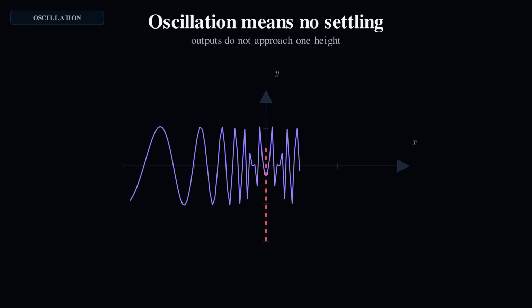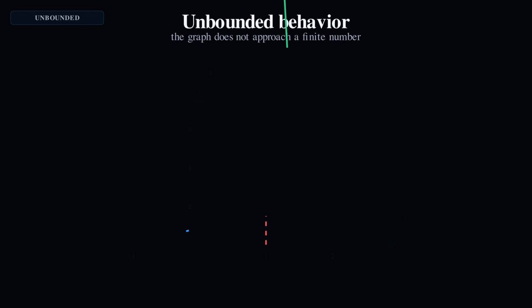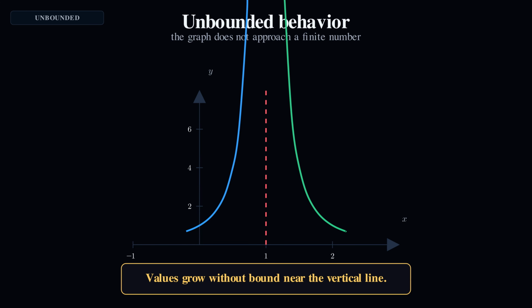A limit can also fail by oscillation. Even as the input gets closer and closer to the target, the output keeps moving up and down. It does not settle near one height, so the input approaches the target, but the output does not approach one clear value. That means the limit does not exist. Sometimes the function does not approach a finite number. Near a vertical line, the graph may shoot upward. The outputs grow larger and larger. This is unbounded behavior. Again, the important question is not only what happens exactly at the input. The deeper question is, what happens near the input?